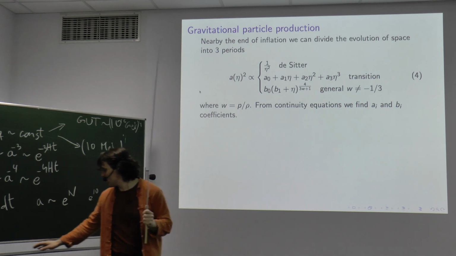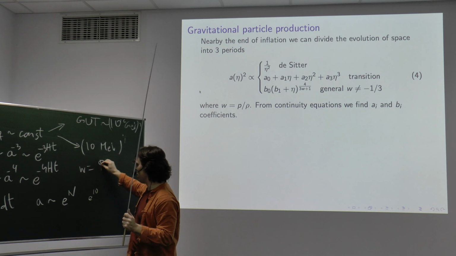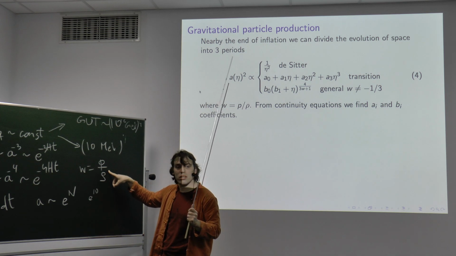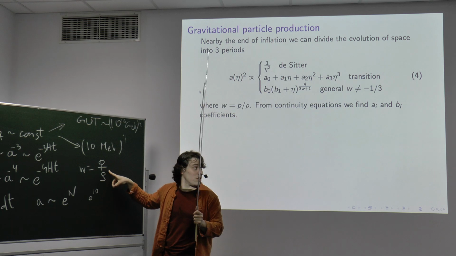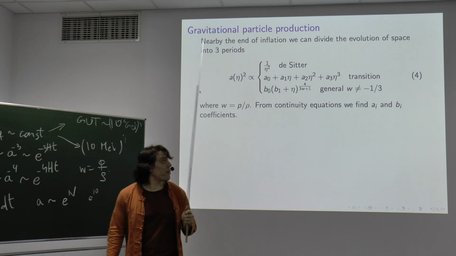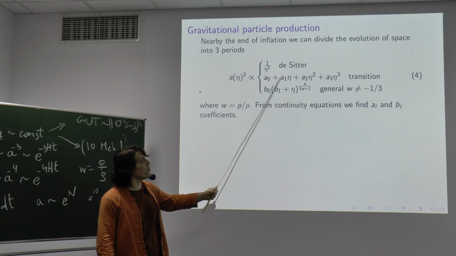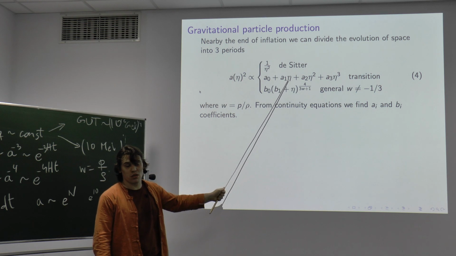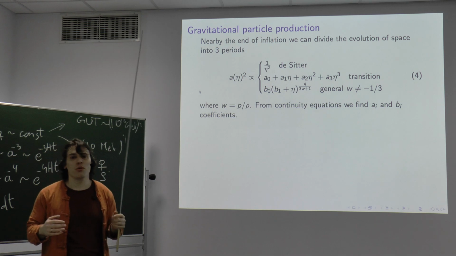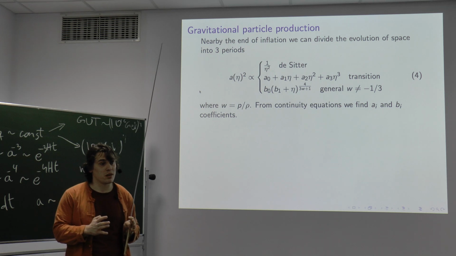This parameter tells you the relation between the pressure of the matter and the energy density. For dust, it's zero. For radiation, it's 1/3. For a cosmological constant, it's -1, and so on. So we have an accelerating de Sitter universe, a decelerating universe, and some smooth transition between those. Let's say that the smooth transition is short and rapid, and you can ask yourself how the gravitational background changes during this rather short period of time.